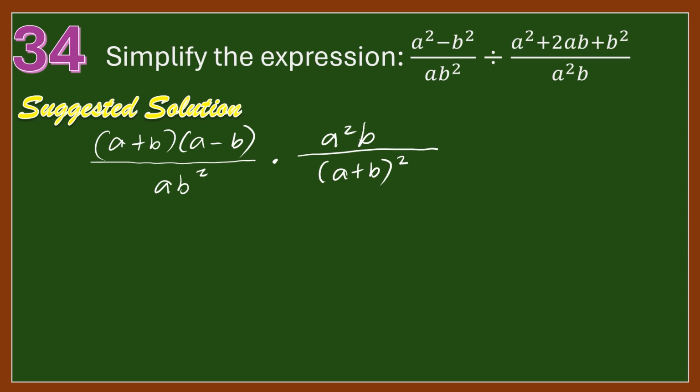Let us do cancellation. A plus b over a plus b is equal to 1. Then we have a squared in the numerator over a in the denominator, that is equal to a. In the numerator, there is b, then b squared is in the denominator, so b over b squared is 1 over b. So the final answer will be a minus b times a, or a times a minus b, in the numerator. In the denominator, it's b times a plus b.